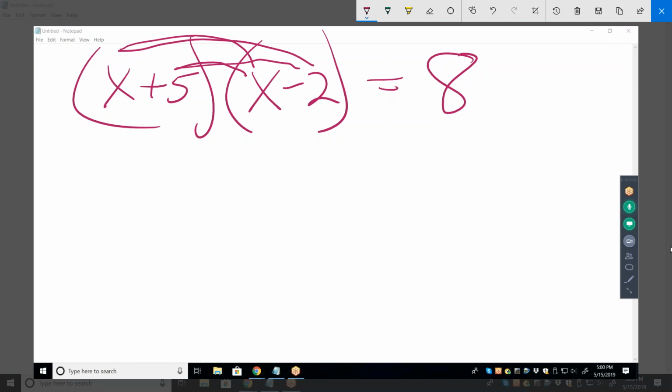Okay? So what do you get when you do the first one? The reason it was called FOIL is because that is the first one. That is the outside, that's the inside, and that is the last. FOIL. So what do you get? So x squared plus negative 2x. So let's just write minus instead of plus minus.